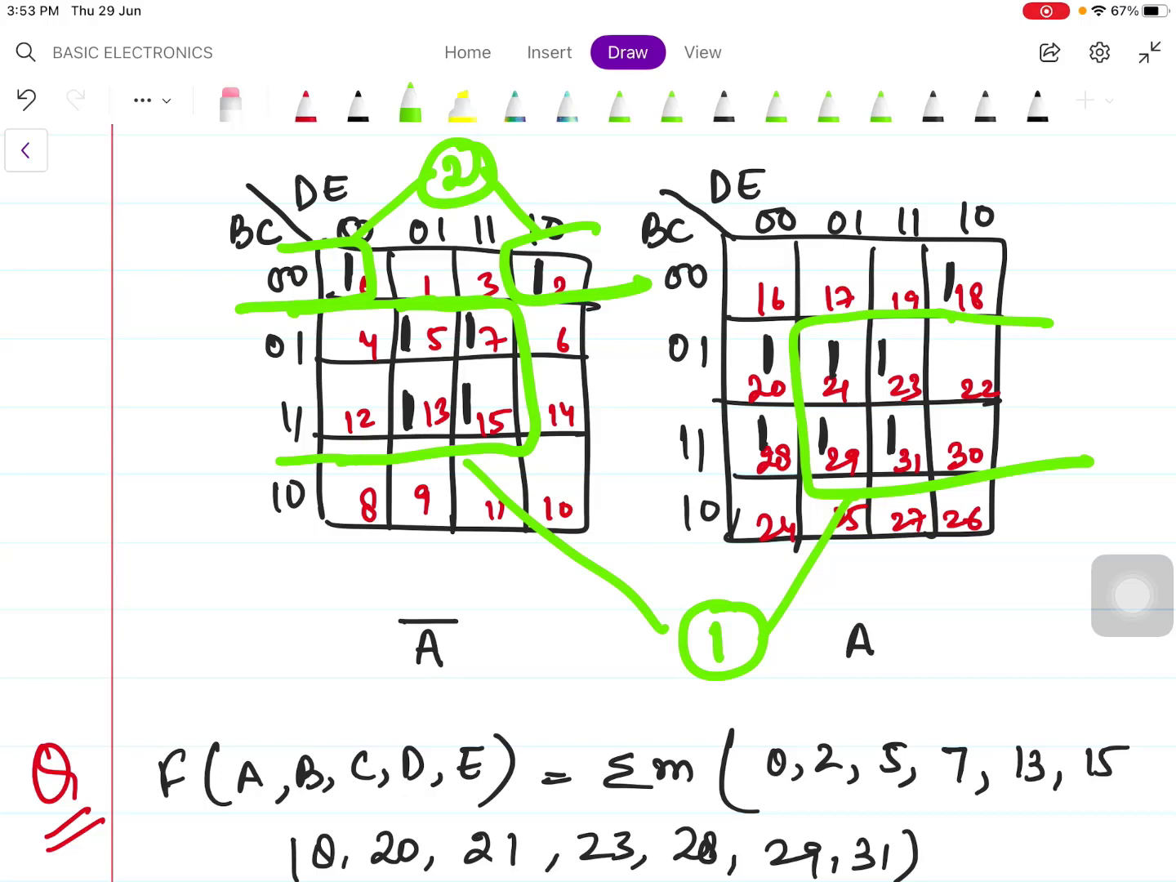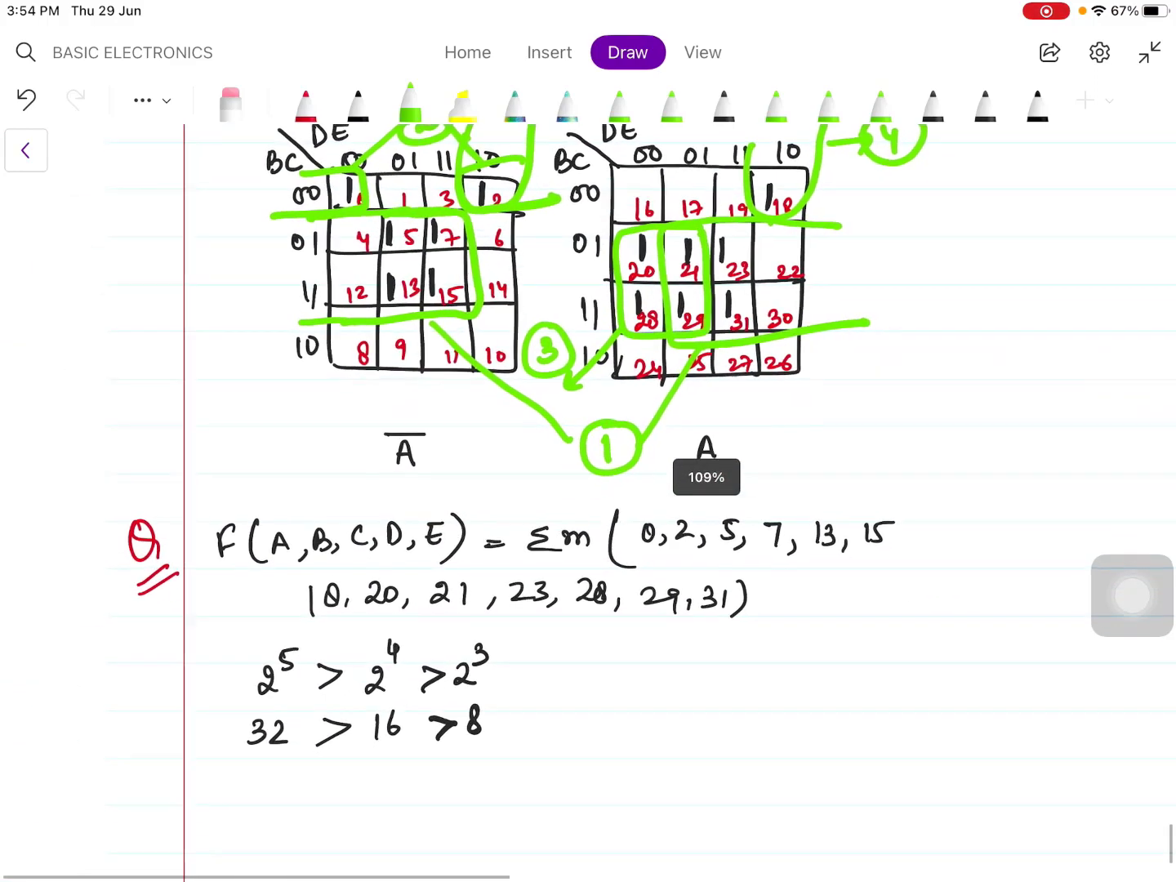Now the ones which are lying in the second K-map are 20 and 28. 20, 28 can be easily combined with 21, 29 for a group of 4. So this is group number 3. Now the one which is left, 18, can be only grouped with block number 2 because it is the corresponding block, and this is group number 4.